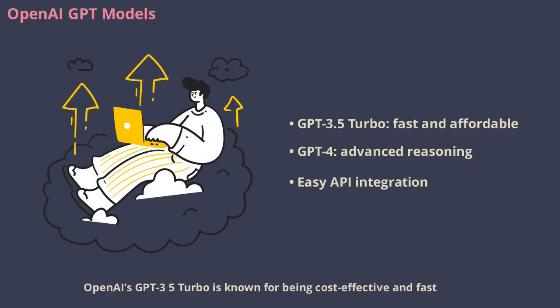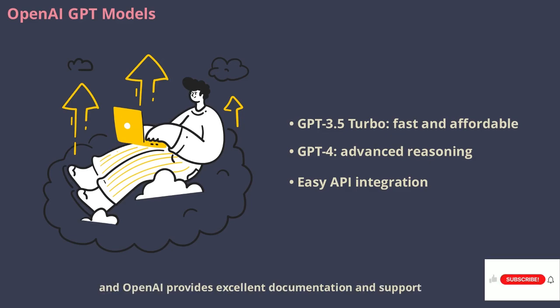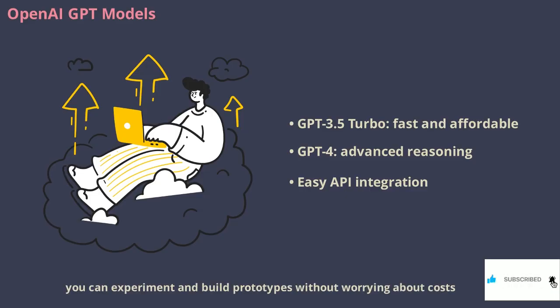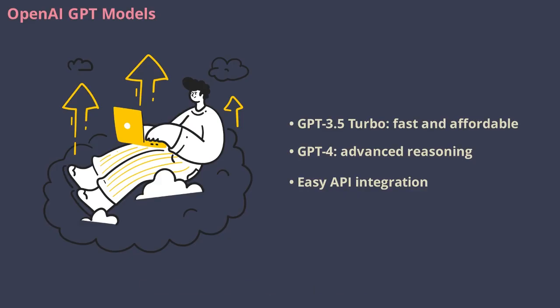OpenAI's GPT-3.5 Turbo is known for being cost-effective and fast, making it ideal for most beginner projects. GPT-4, on the other hand, offers more advanced reasoning and capabilities, suitable for complex applications. Both models are easy to integrate via API, and OpenAI provides excellent documentation and support. With a generous free tier, you can experiment and build prototypes without worrying about costs. These features make OpenAI's GPT models a top choice for anyone starting their chatbot journey.